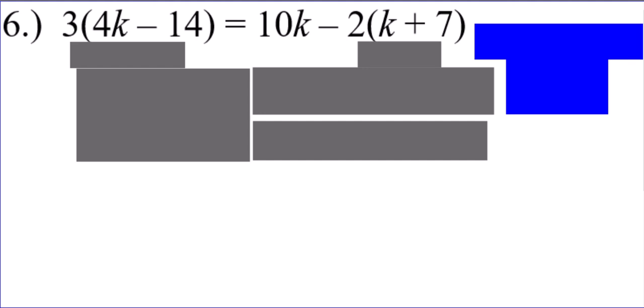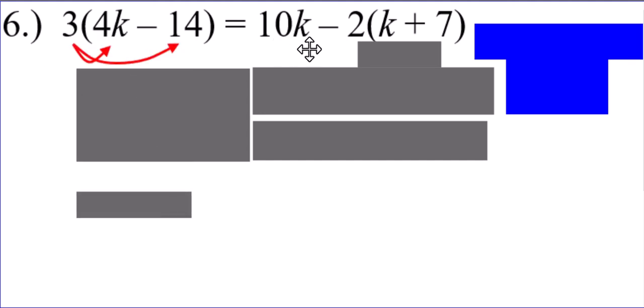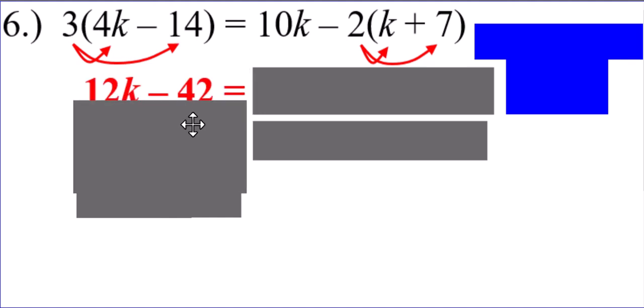Okay, problem number 6. Let's do this one together, and then you'll eventually do 7 and pretty much all the other problems on your own on the next page as well. So, as you can see, we have distributive property on the left, distributive property on the right. Let's start this. 3 times 4k is 12k. 3 times 14 is 42. So, left side, not a big deal. We used the distributive property.